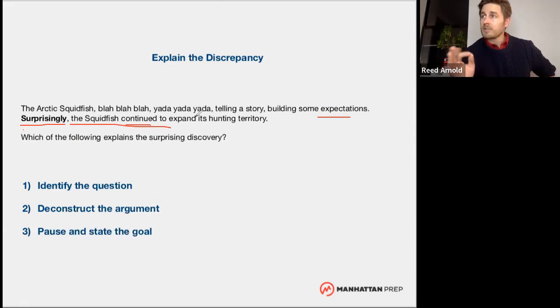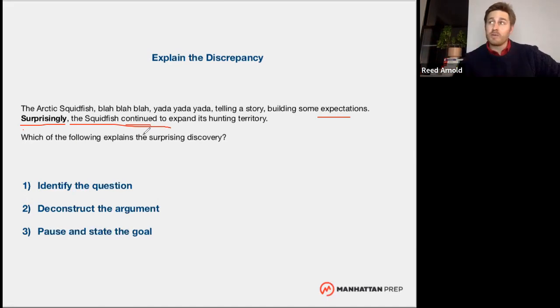Now notice this is a little bit different, because here the author is not making an argument. No one's making an argument. That's in fact why a lot of times people talk about explaining the discrepancy as if it's outside of the argument world in critical reasoning. But I actually think it really fits right into the world of arguments in critical reasoning, because there once was an argument. There's not an argument anymore because we know what happened in an explain the discrepancy question.